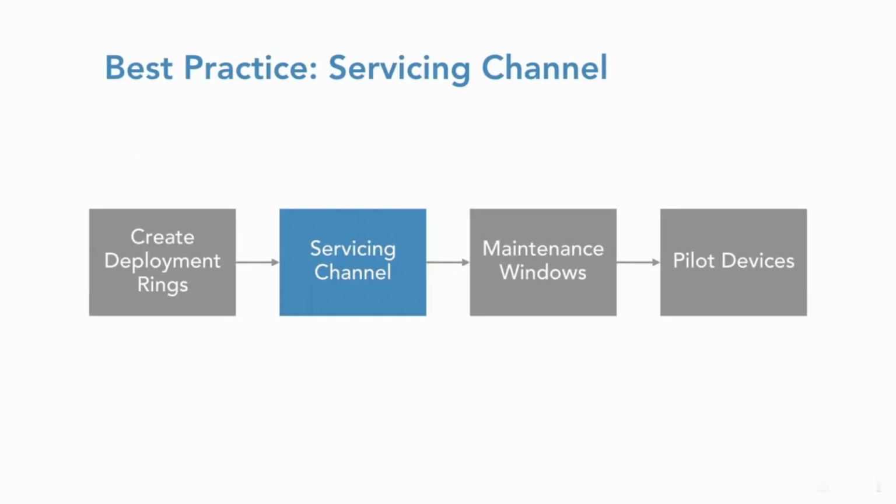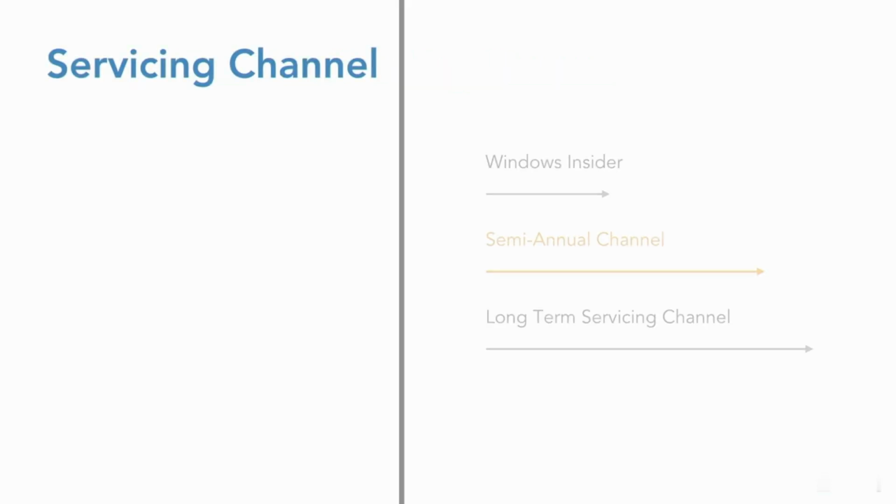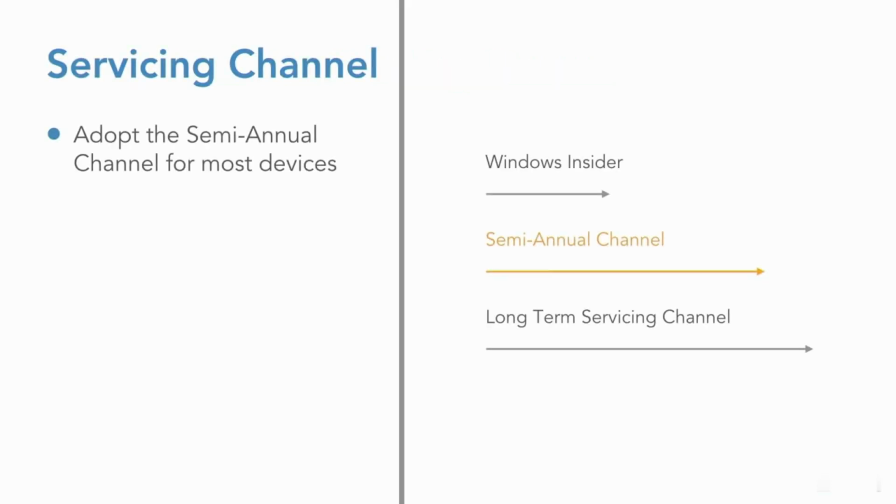The next step is to choose the update type for each group. This is known as the servicing channel, which you saw in an earlier video. It's likely that most of your devices will be on the semi-annual servicing channel. This is a stable release and most bugs will have been fixed with the semi-annual channel. You still have the ability to delay and defer the rollout beyond the official release date by deferring the feature updates for up to 365 days.